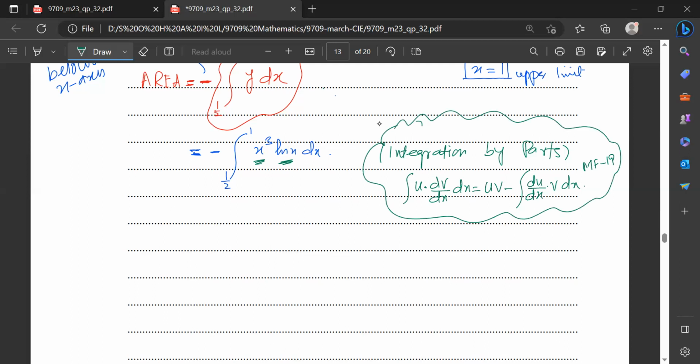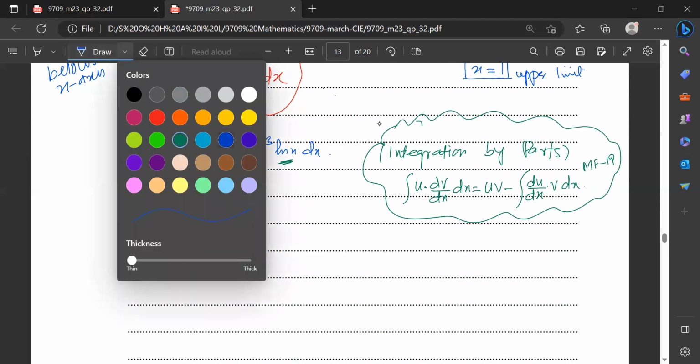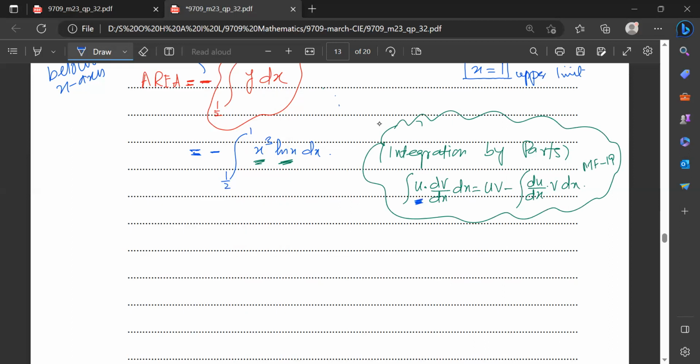So for the integration by parts, one function should be taken as u, the other as dv by dx. So here, which function to choose as u? So for this simple case, if natural log of x is involved in integration by parts, always take natural log of x as u. So here, minus sign, we want to apply the formula. This negative sign we're just copying because the area is below the x-axis.